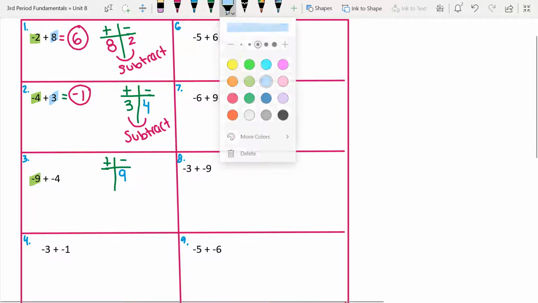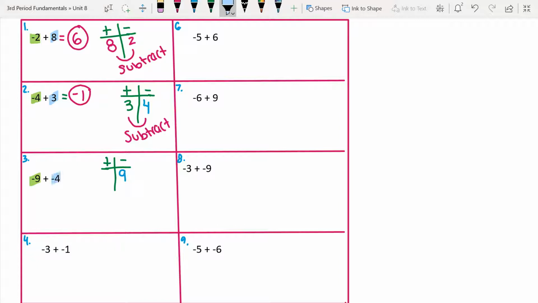Second number in my problem said plus, let's see, -4. Oh, well, that is a minus again. So that means on the minus side or the negative side, I just write 4. Same side means you add. So we just add 9 and 4. Well, 9 plus 4 is 13. And because they were all on the negative side, it just stays negative. So we say this equals -13.